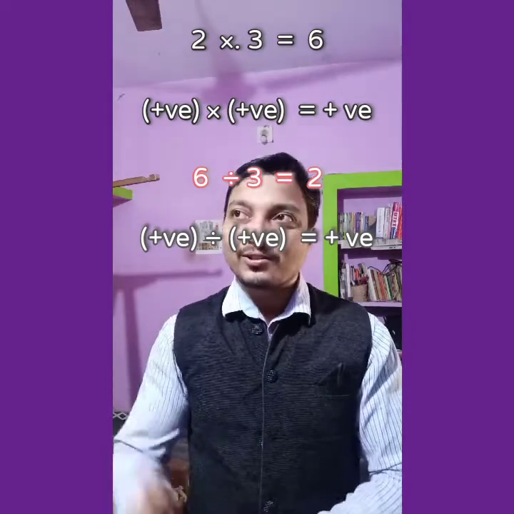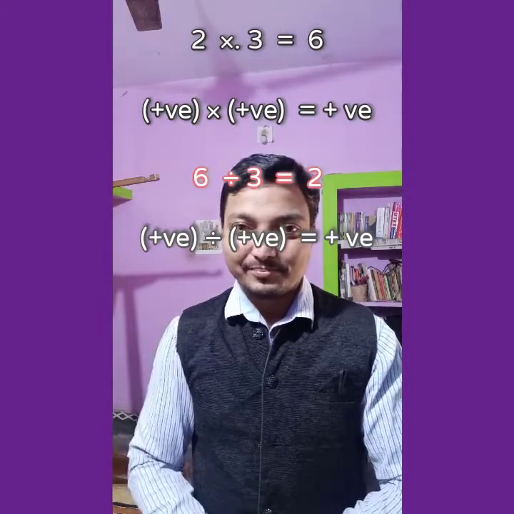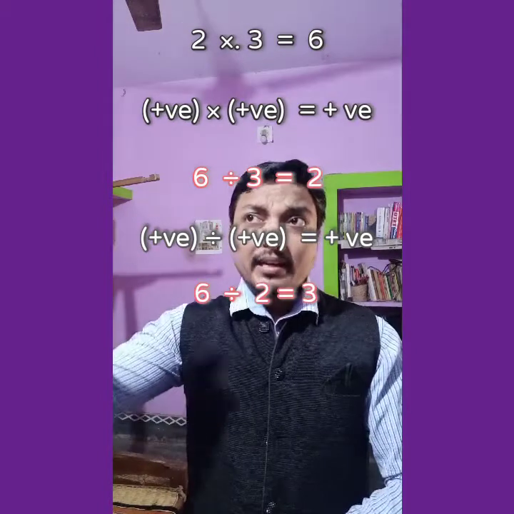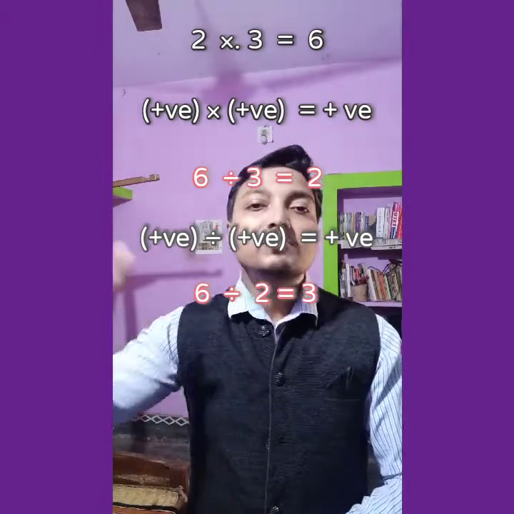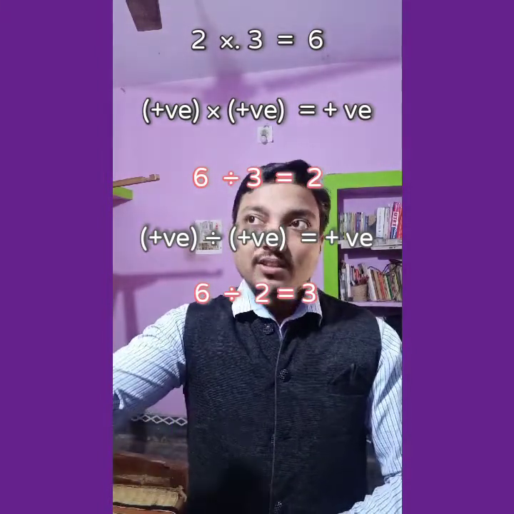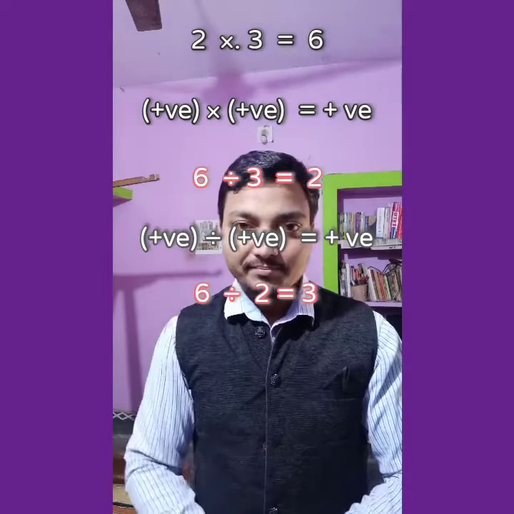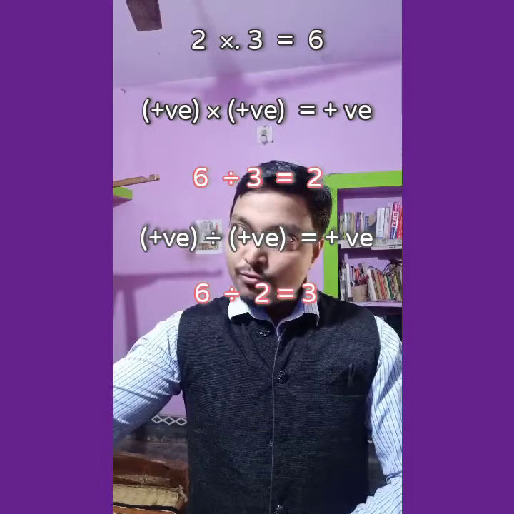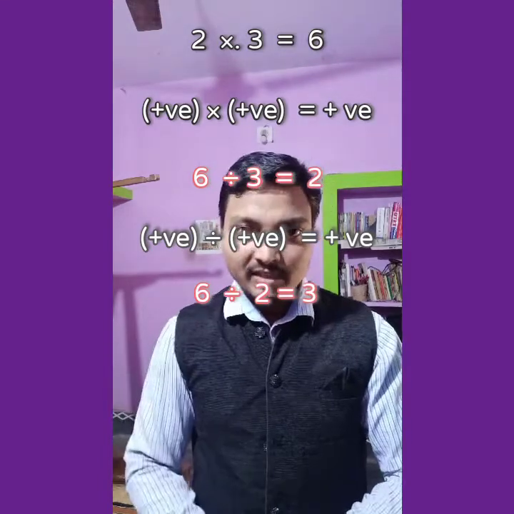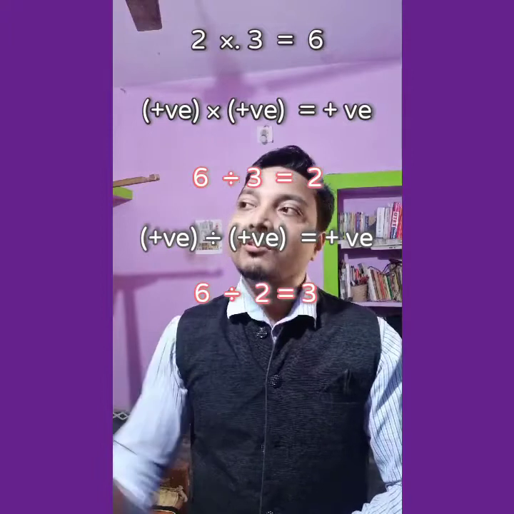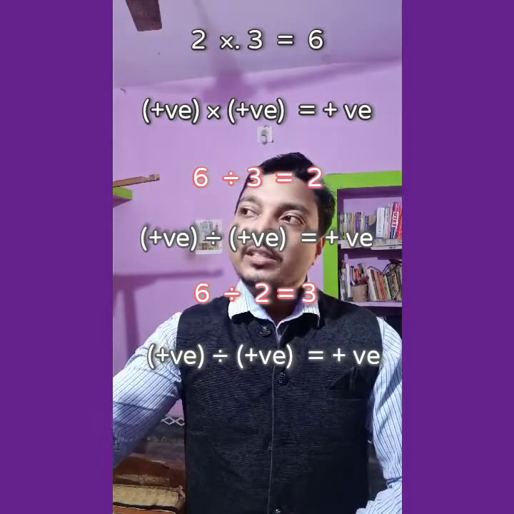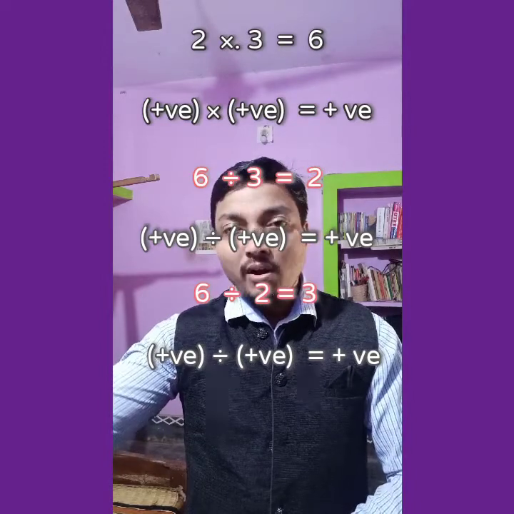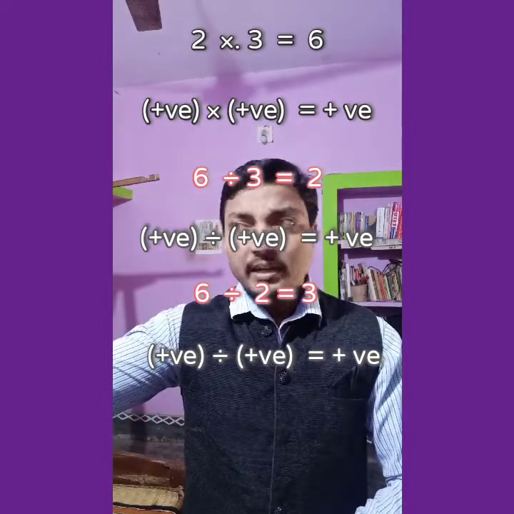Another thing can also be extracted from it. 6 divided by the first factor 2 becomes 3. It becomes 3, meaning the result is the remaining factor. So 6 divided by one factor 2 is equal to the other factor 3. Here we have experienced the same thing: the positive integer 6 divided by another positive integer 2 gives the positive integer 3.